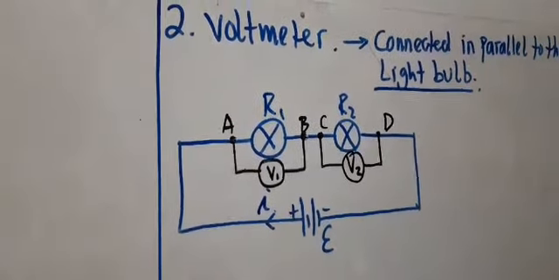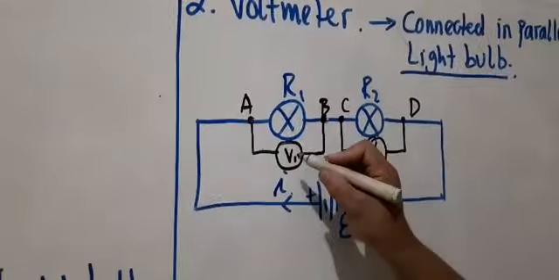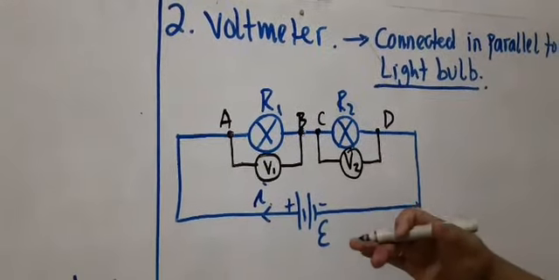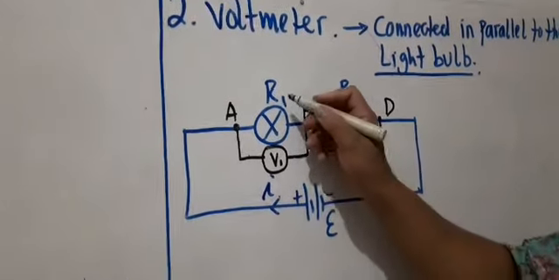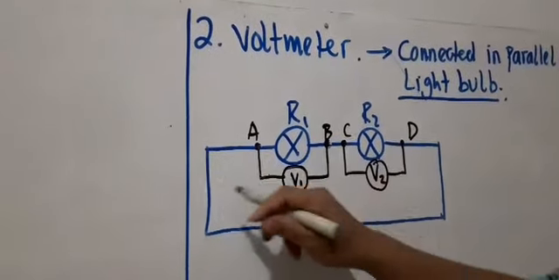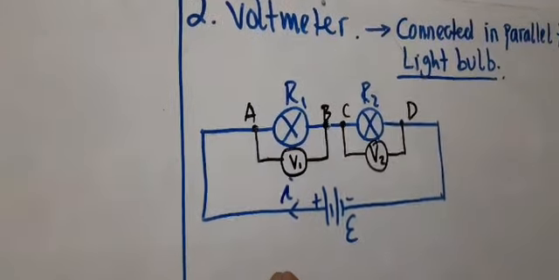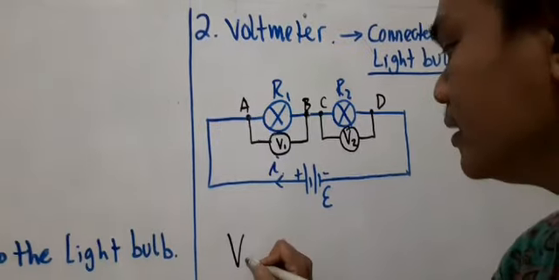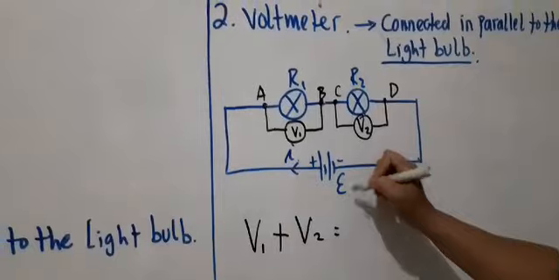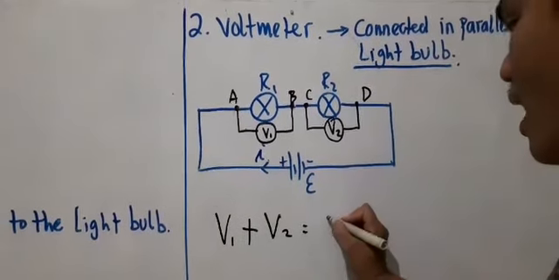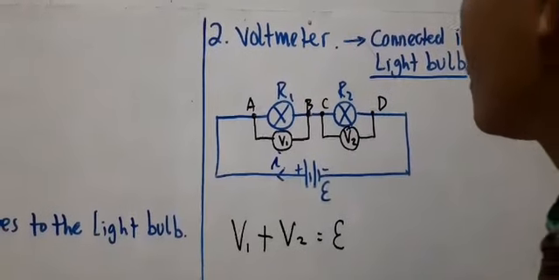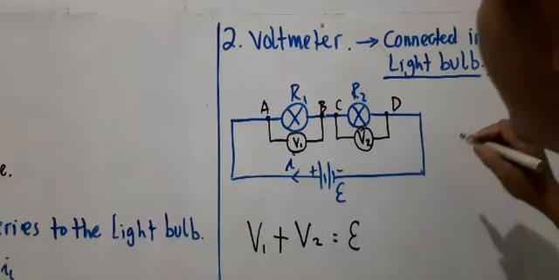So the voltmeter V1 and the voltmeter V2 will have different values if resistance 1 is not the same as resistance 2. But overall, the conclusion is that V1 plus V2 is equal to the total voltage E.